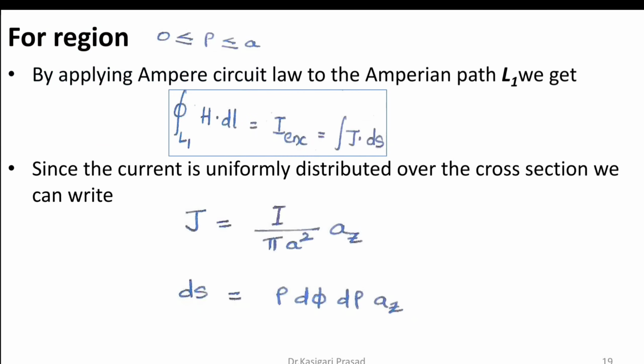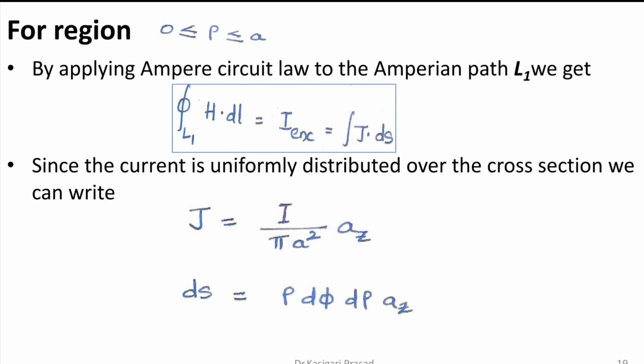Now with reference to this, for the first case we are going to apply Ampere's circuital law. As we know, Ampere's circuital law defines that the closed integral over L1 of H dot dl is equal to I enclosed, that is equal to the integral of J dot ds. Since the current is uniformly distributed over the cross section, we can write the current density J is equal to current per area, that is I divided by pi a square in az direction. Therefore ds, the differential surface area, is equal to rho d phi d rho in az direction.